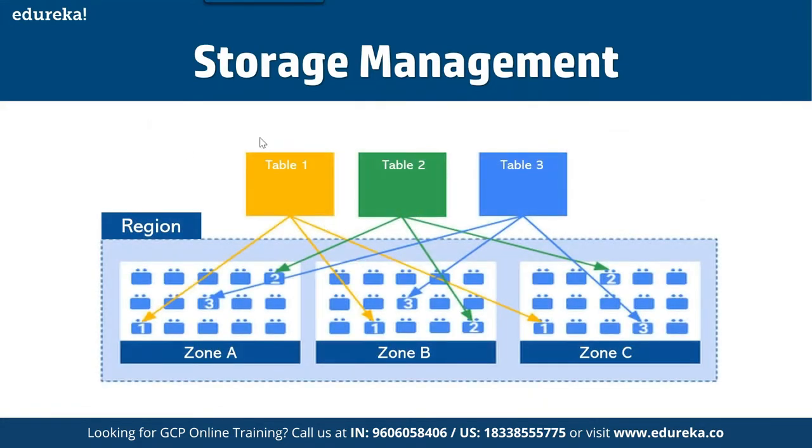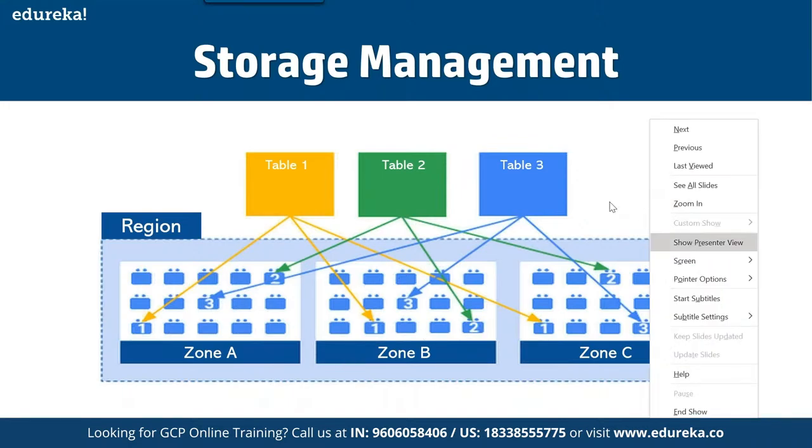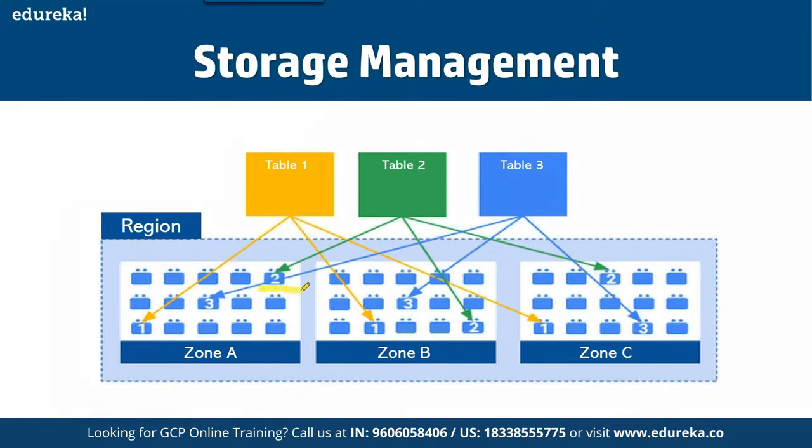Now, coming to the other one, which is storage management. Here, as you can see, we have table one, table two, table three. In one region, we can have different zones, basically like different data centers. Maybe in India, I have one data center in Bangalore, second in Hyderabad, third in Delhi. So if one zone is down, my data is still going to be there in the second and the third. Here, you see this second table is available here as well, and here as well. The same data from table two is copied at the second zone, and also copied at the third zone.